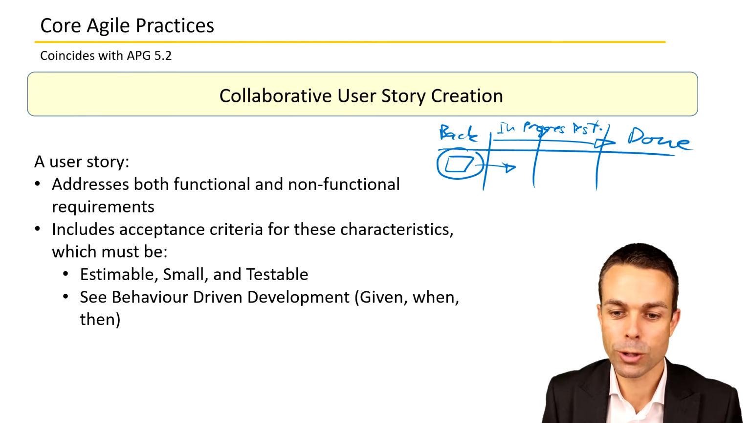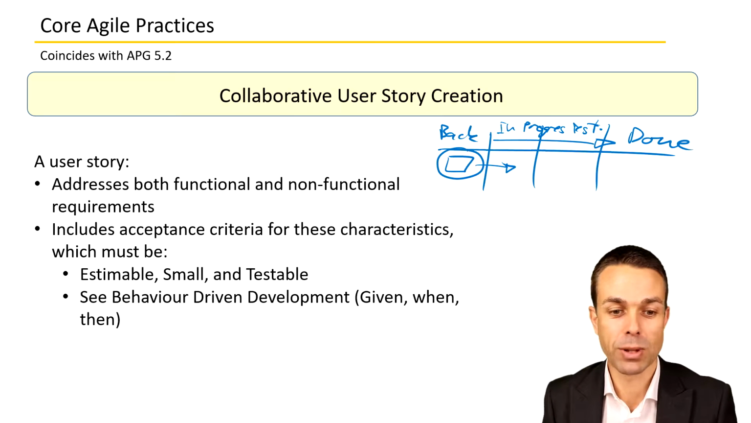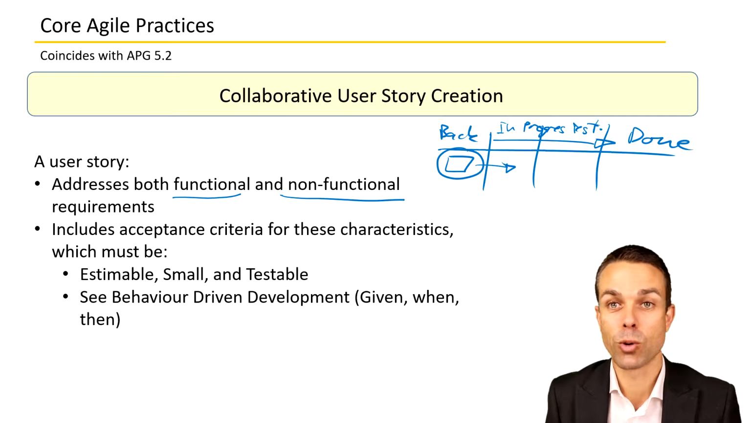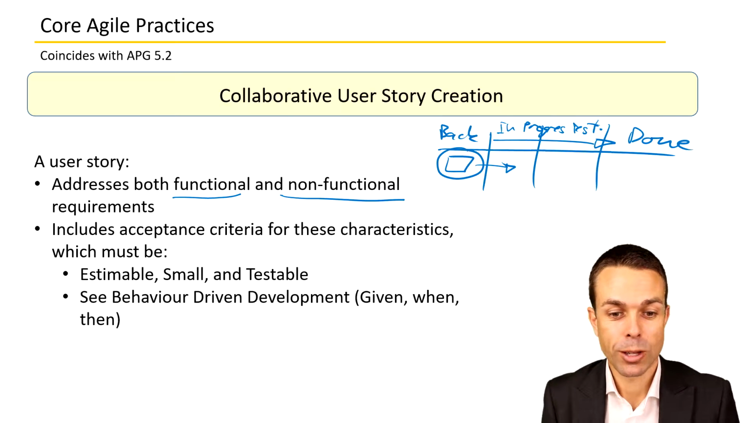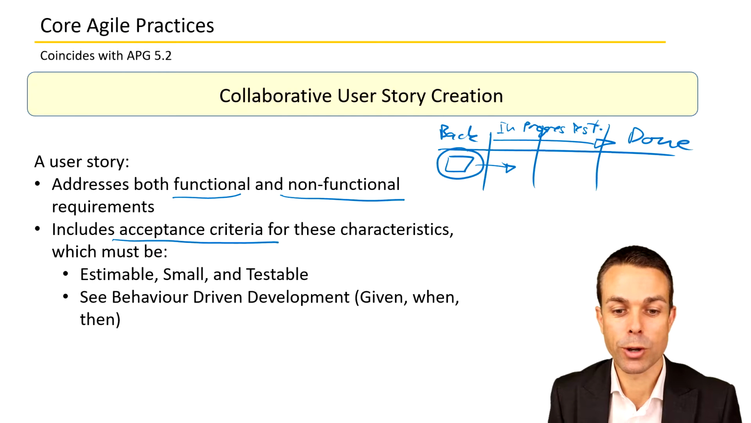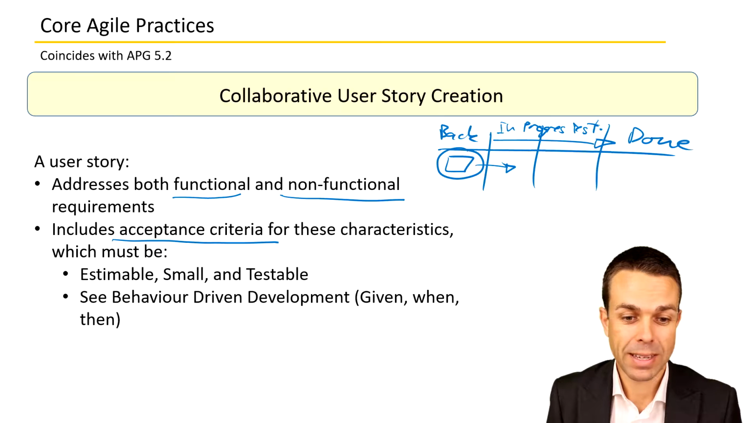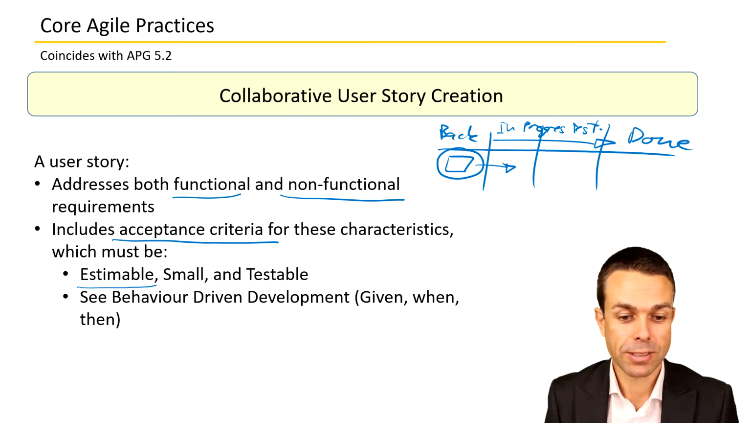But this user story that we've created during our release and iteration planning, it addresses both the functional and non-functional requirements of that particular feature. It also includes acceptance criteria, so we know what success looks like for these characteristics. And it also must be estimable, so we must be able to say, it's going to take me 3 hours, or 3 points if we're working on points, and the team has 20 points for the week, for example.